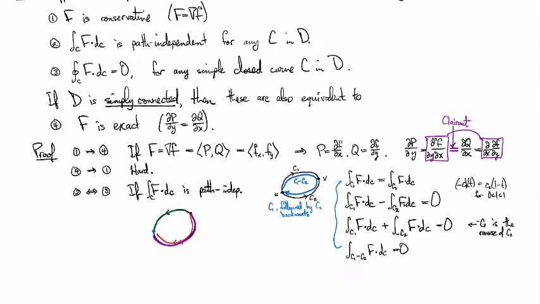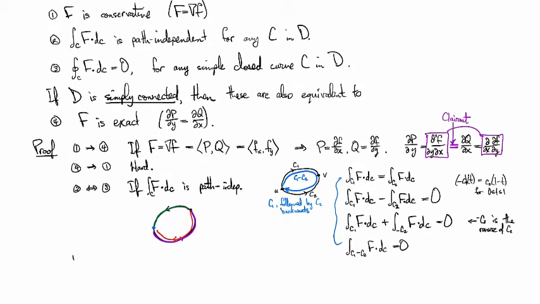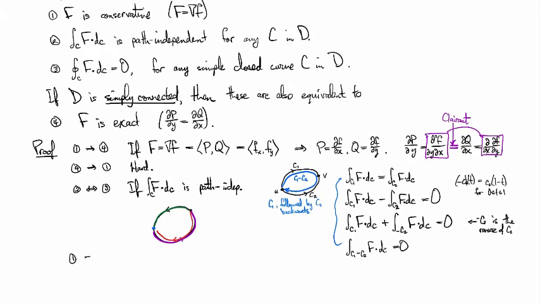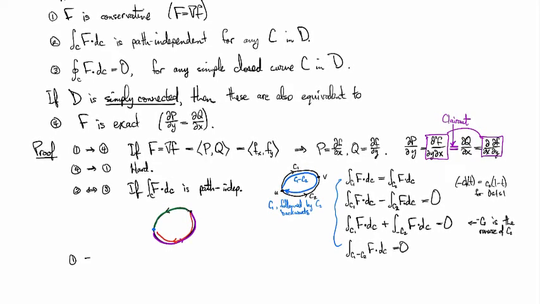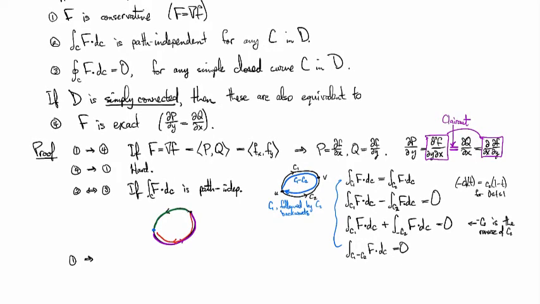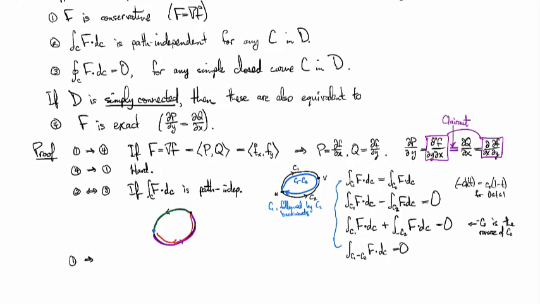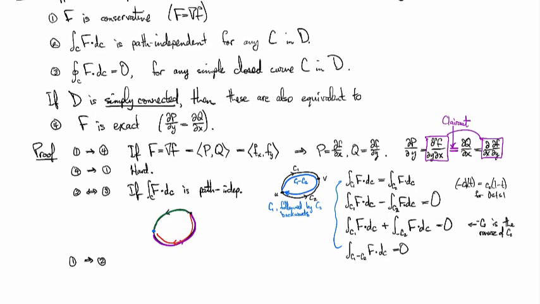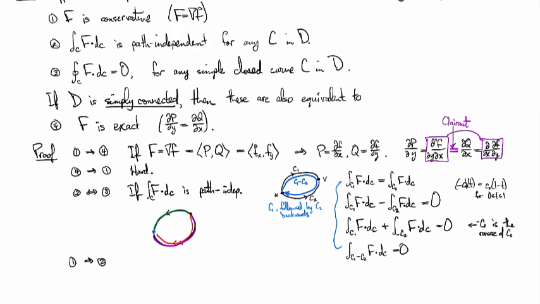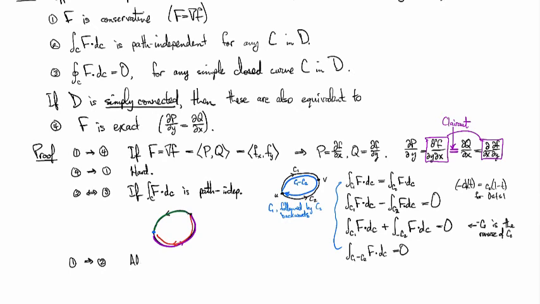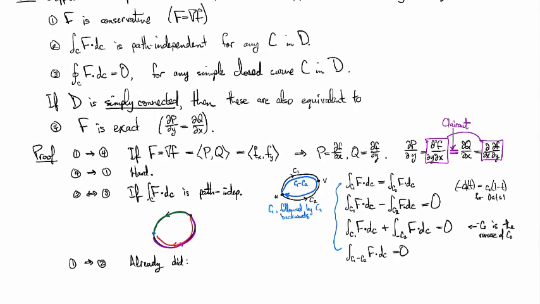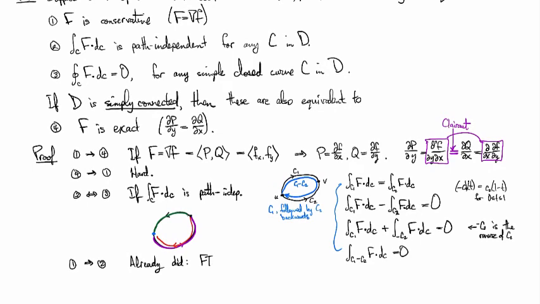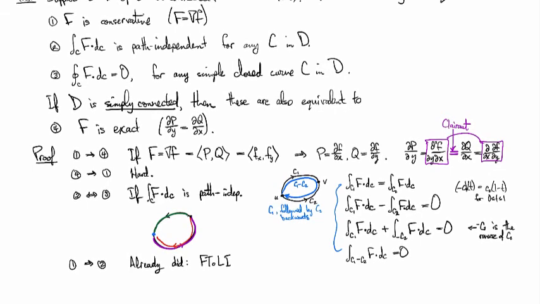Now let's see. What about why F is conservative if and only if... well, let's see, one thing at a time. F is conservative implies that the integral is path independent. Well, this one, that's the first one that we already did. That's the fundamental theorem of line integrals.